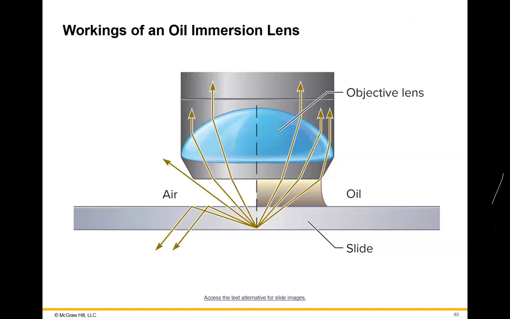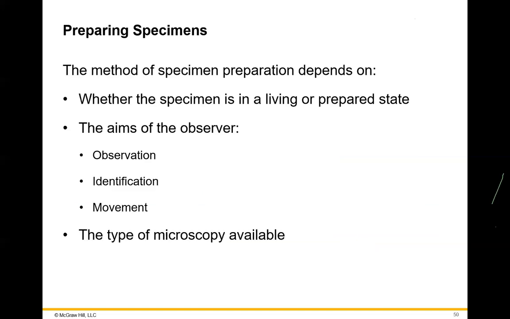It helps contain, you see the picture here, we're containing our light rays within the oil so they don't scatter out, to contain as much detail as possible. So every time we use our 100X, we will be using oil immersion. We're almost done, I promise.